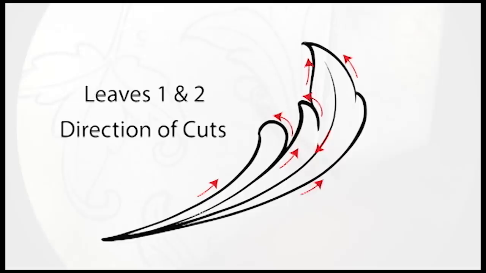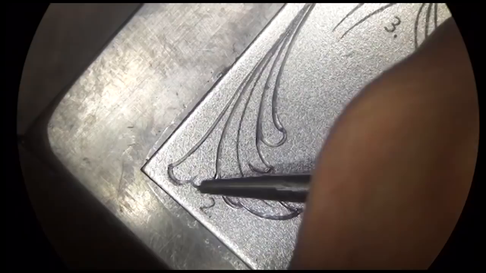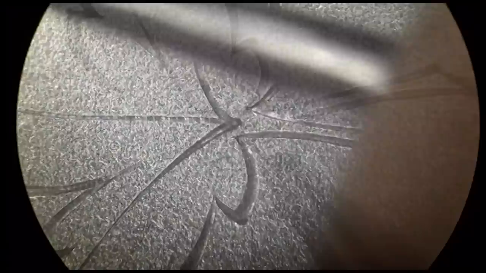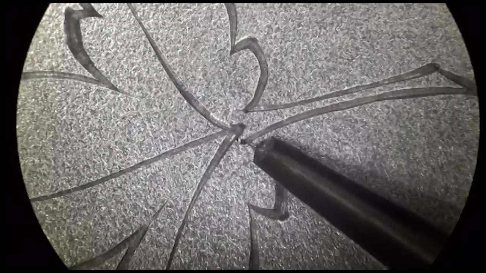The fun starts with 5 leaf designs of various complexity. As you learn the direction of cuts and develop control, you will see your designs come alive in steel. Learn tips like back cutting to give your work a professionally finished look.